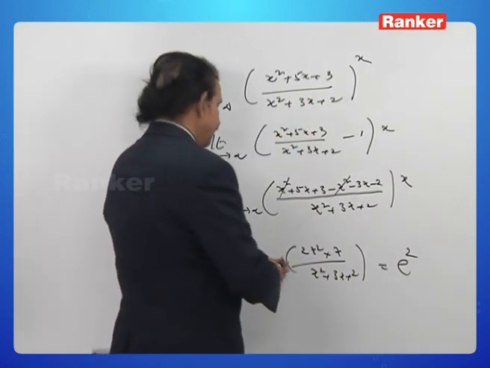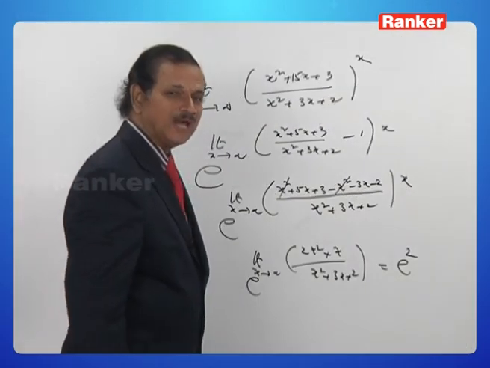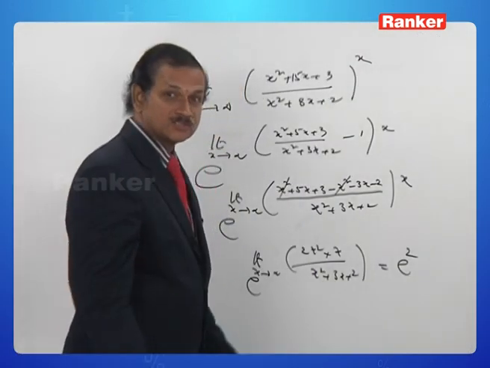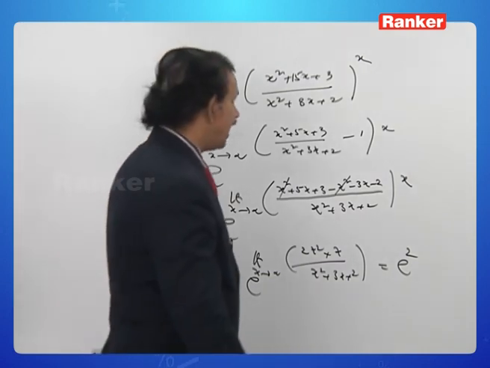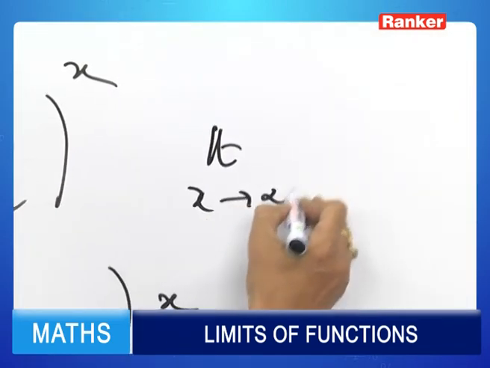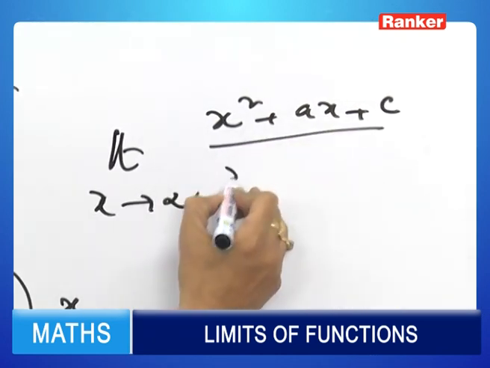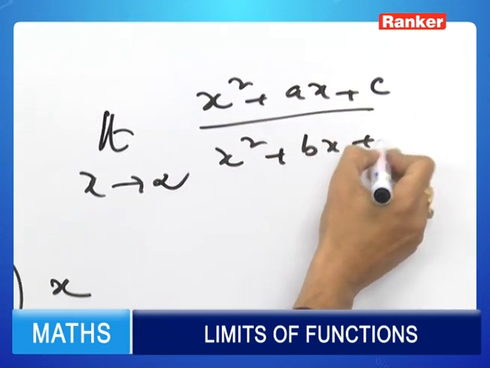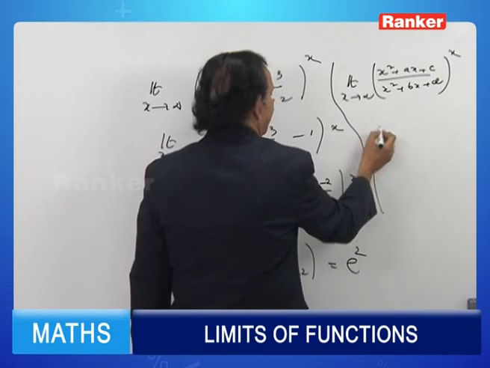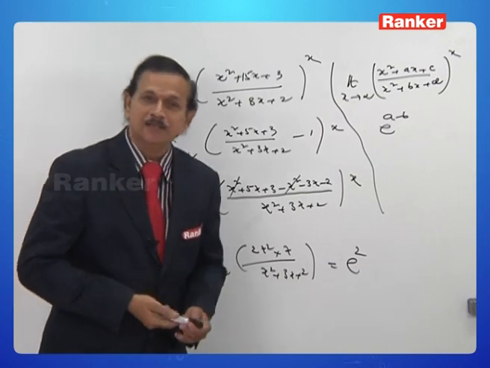Now you tell me, this is 15. Tell me the answer. e power 12. This is 8. Tell me the answer. e power 7. And let me now try to generalize this. Limit as x tends to infinity of (x square plus ax plus c by x square plus bx plus d) whole to the power of x. How can you simplify this? It is nothing but e power a minus b.